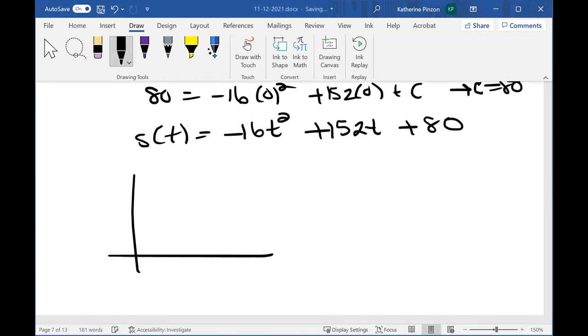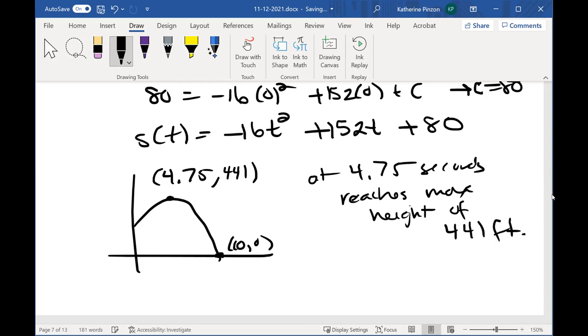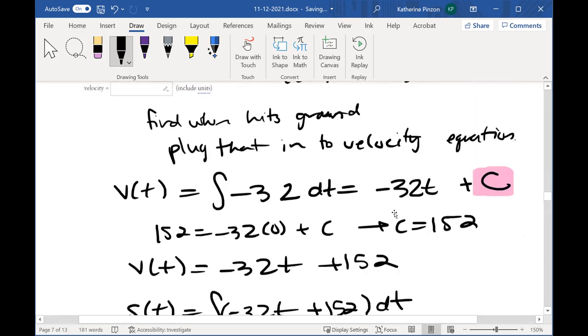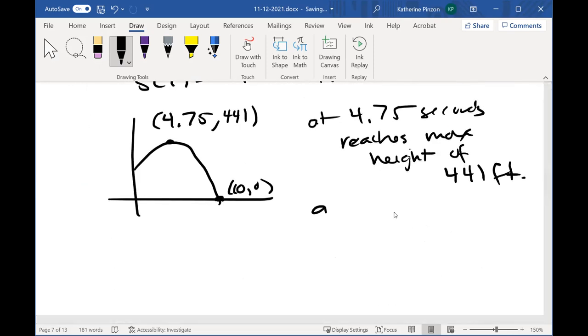Okay, I drew this graph. It looked like this. This was 4.75, 441, and this was 10, 0. So at 4.75 seconds, it reaches a max height of 441 feet. I'm making those units up. Is that what it was? Yes, seconds and feet. Okay. At 10 seconds, it hits the ground.